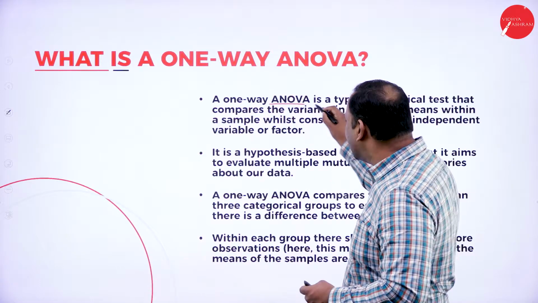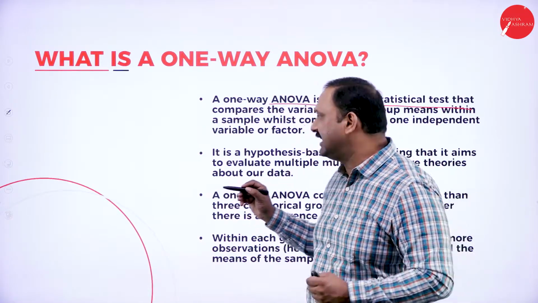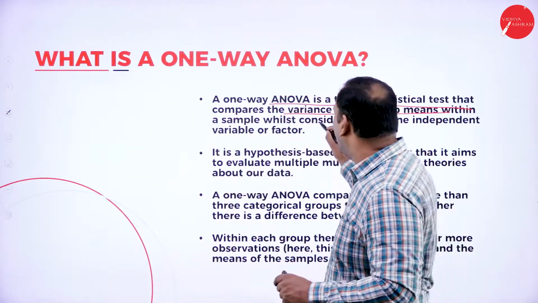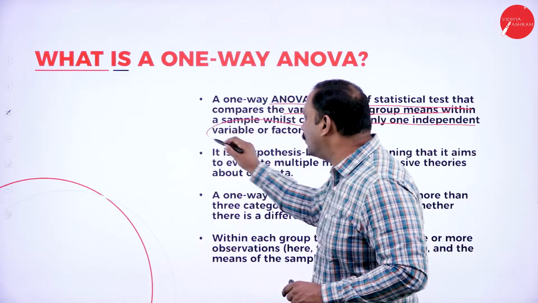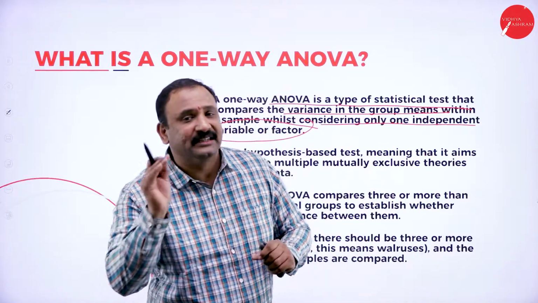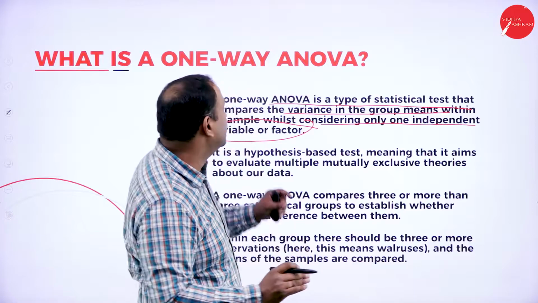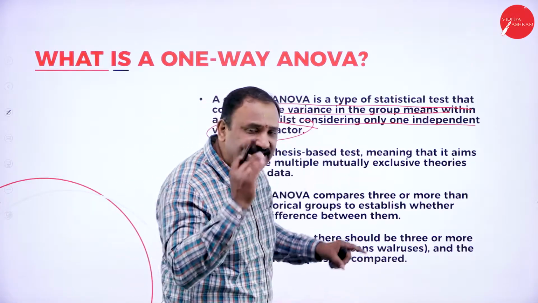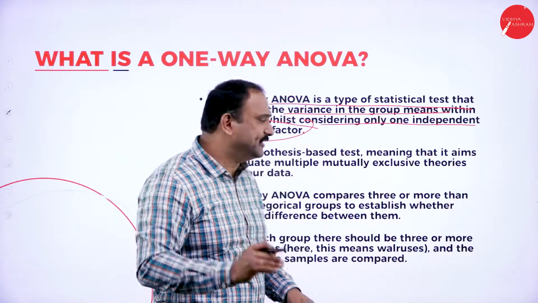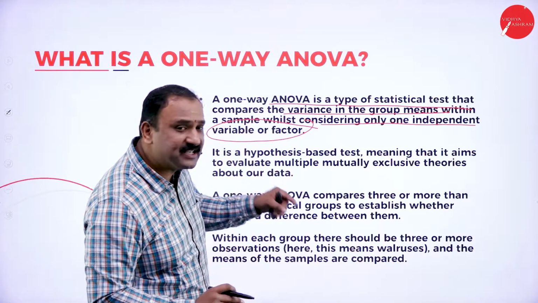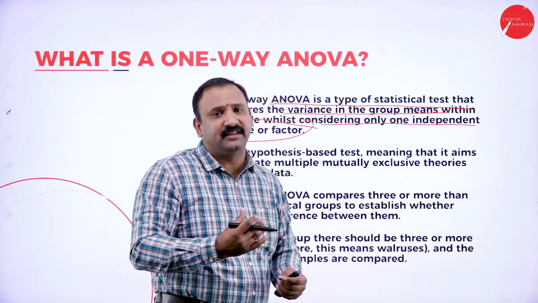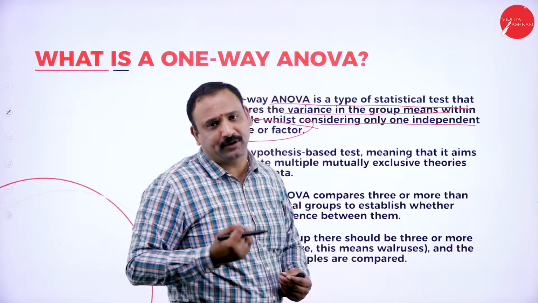The one-way analysis of variance is a statistical test that compares the variance in the group means within the sample while considering only one independent variable or factor. There's only one independent variable or factor that is going to be taken into picture. So when I say a one-way ANOVA, it is a single-way statistical test that compares the variance in the groups within it. Then it is a hypothesis-based test. So we are going to understand the word hypothesis, where we are going to assume certain things and we are going to have an alternative hypothesis also.